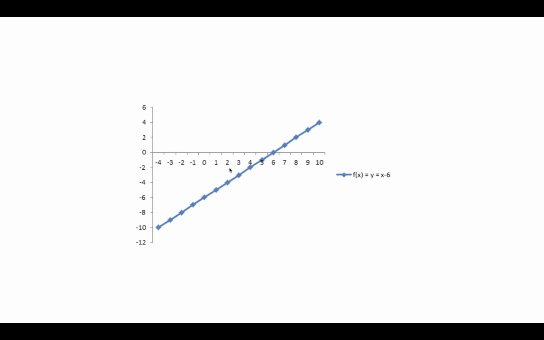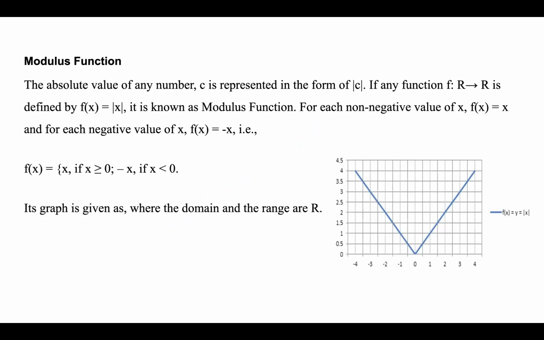Like that, the values of y change as we change the values of x, where f of x equals y and the function taken was x minus 6. For that, the graph is plotted like this. This is nothing but a linear function. In case of polynomial functions, we have seen constant functions, linear functions, quadratic functions, and cubic functions. Then the next type of function is the modulus function.